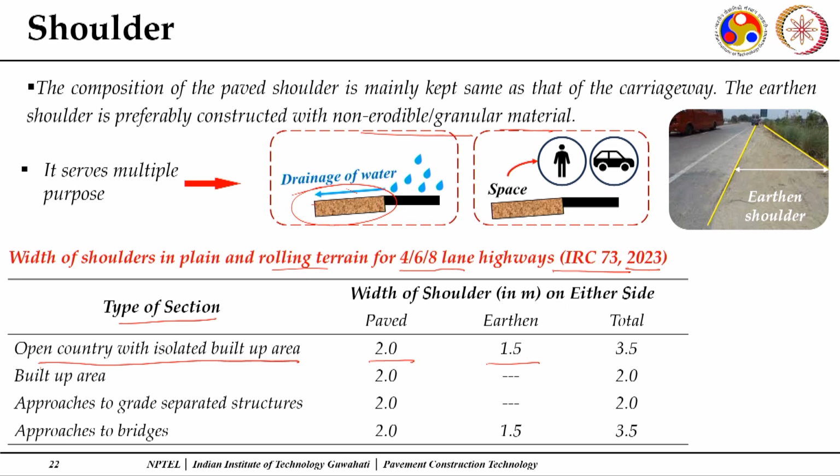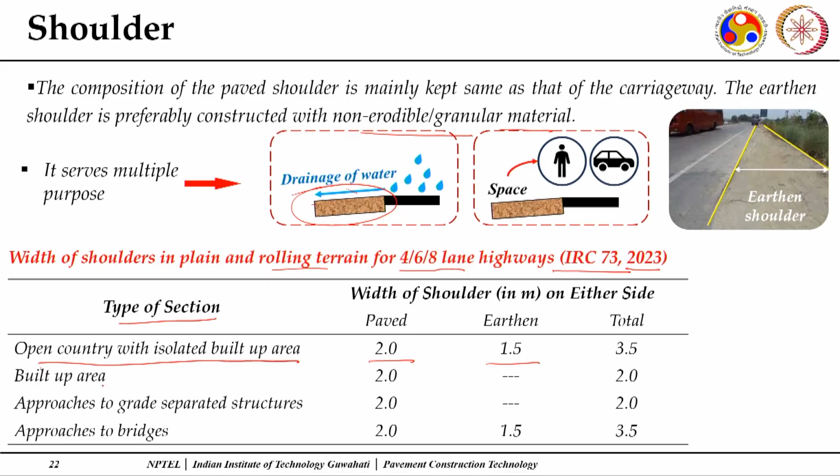So, roadway width, when you compute, you will include the carriageway, the paved shoulder, the earthen shoulder and the median. So, that gives you the roadway width, and then the margins are considered, and then finally you come up with your right of way.